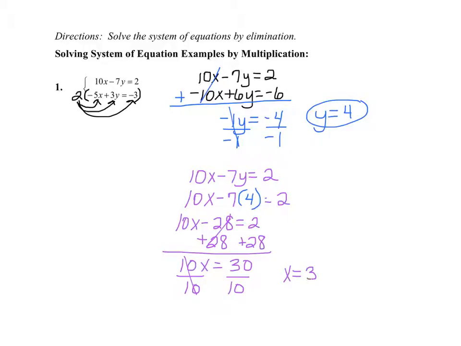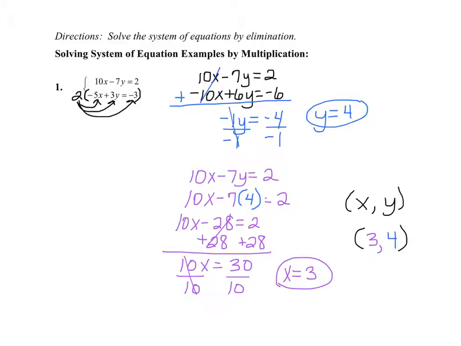And remember, your final answer is an xy coordinate. So our x value we just solved for is 3. So 3 is our x. And our y value we solved for was 4. So our coordinate is 3, 4.